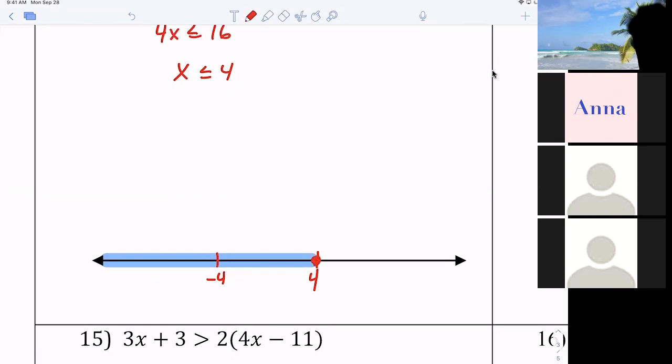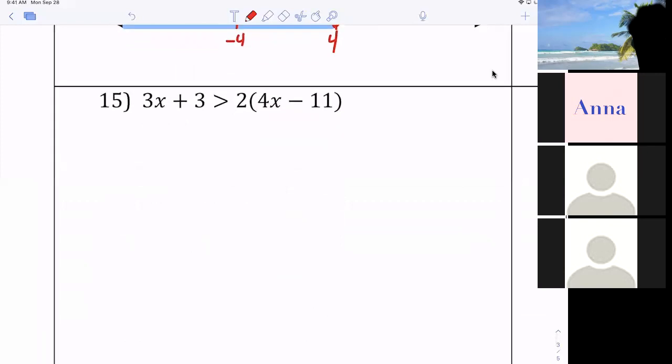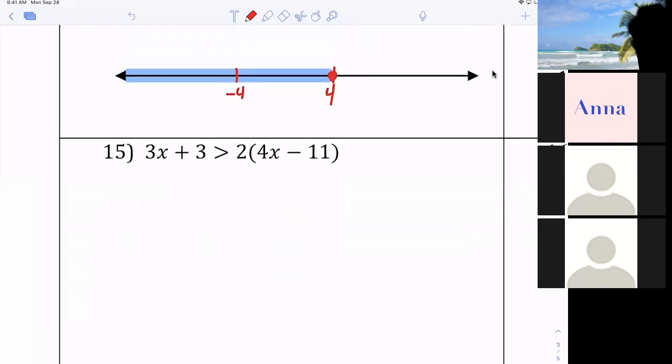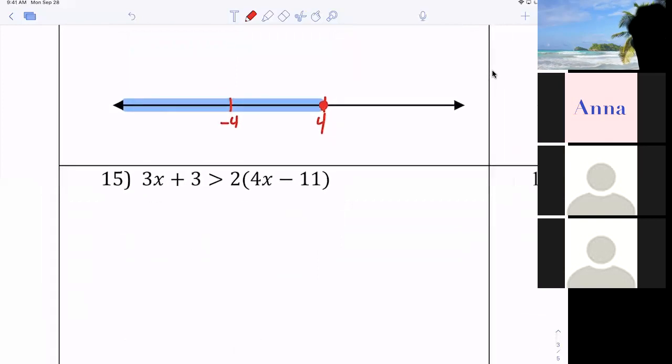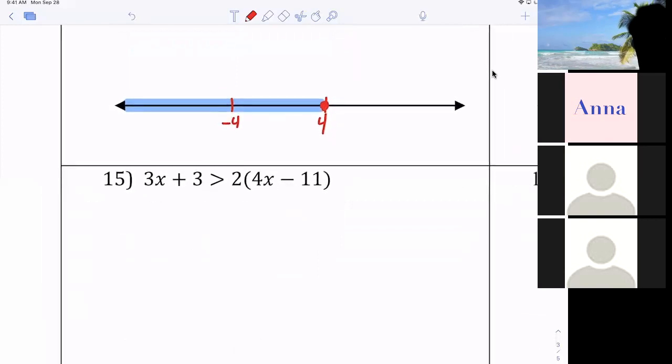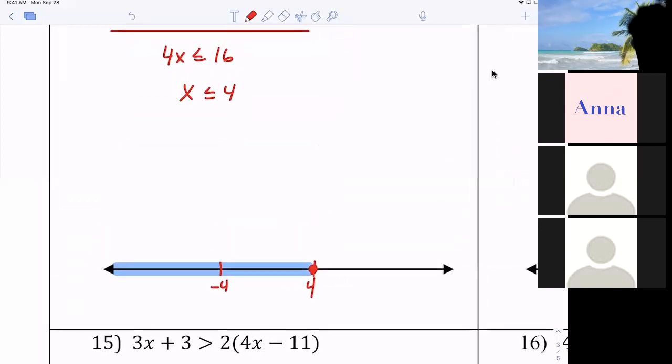Nice and solid. All right, here we go, 15. I have to do a little distributive. So how do you know which one to put the dot on? Like -4 and 4. Which one do you know to put the dot on? What is the answer? So where does the dot go?